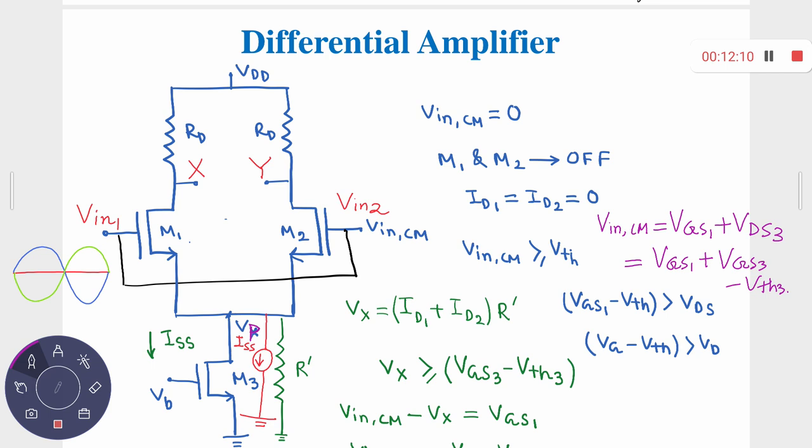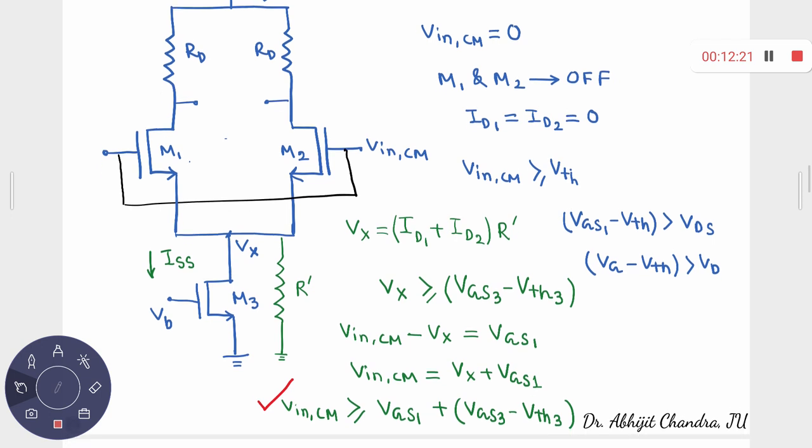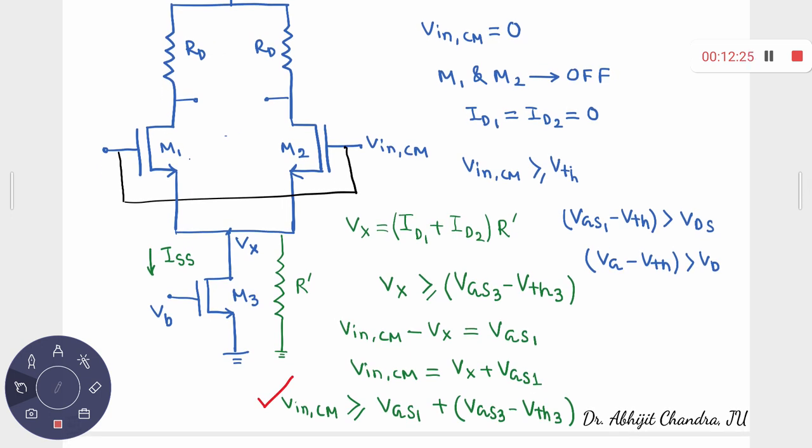Then what happens as you go on increasing this input common mode level? Can you increase it indefinitely? What do you feel? That is the minimum value, as I told you: it should be greater than VGS1 plus VGS3 minus VTH3. Clear? Any doubt? No. So that's the minimum value. So can I increase it indefinitely? How do you feel?